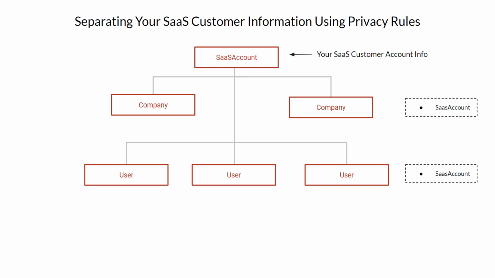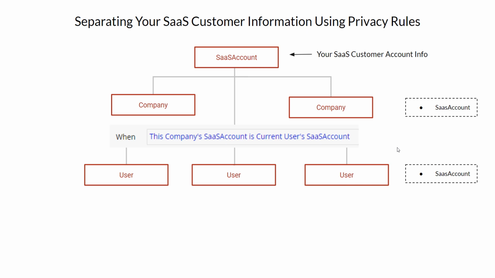Now obviously each company is assigned a SaaS account with a SaaS account field, just like the user is. And to make sure that only the companies on the selected SaaS account, or the current logged in user's SaaS account, are shown, we'd have a privacy rule like this. This company's SaaS account is the current user's SaaS account, and that makes sure that only the companies that belong to the logged in user's SaaS account get shown.